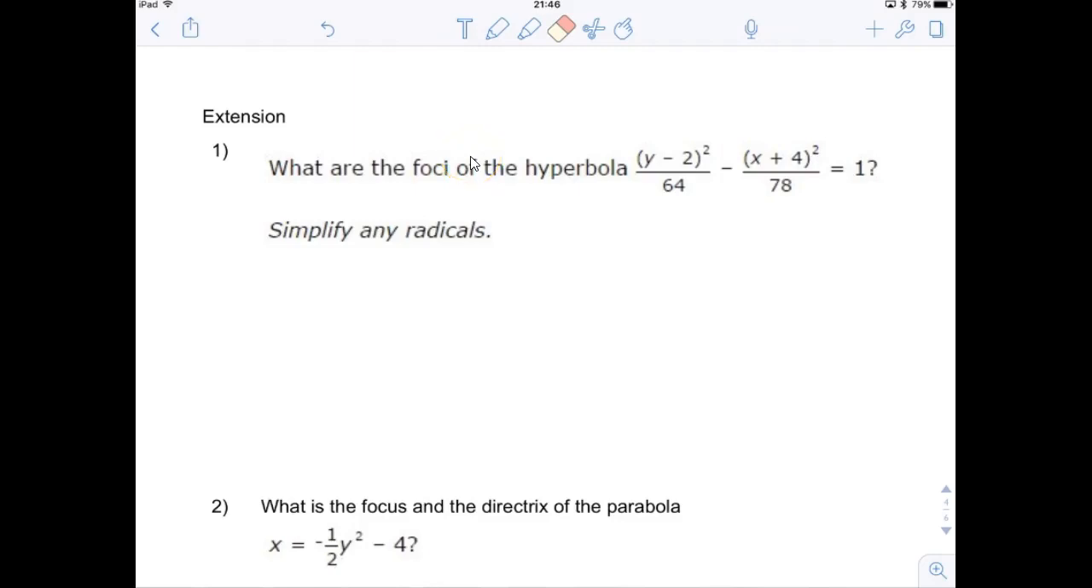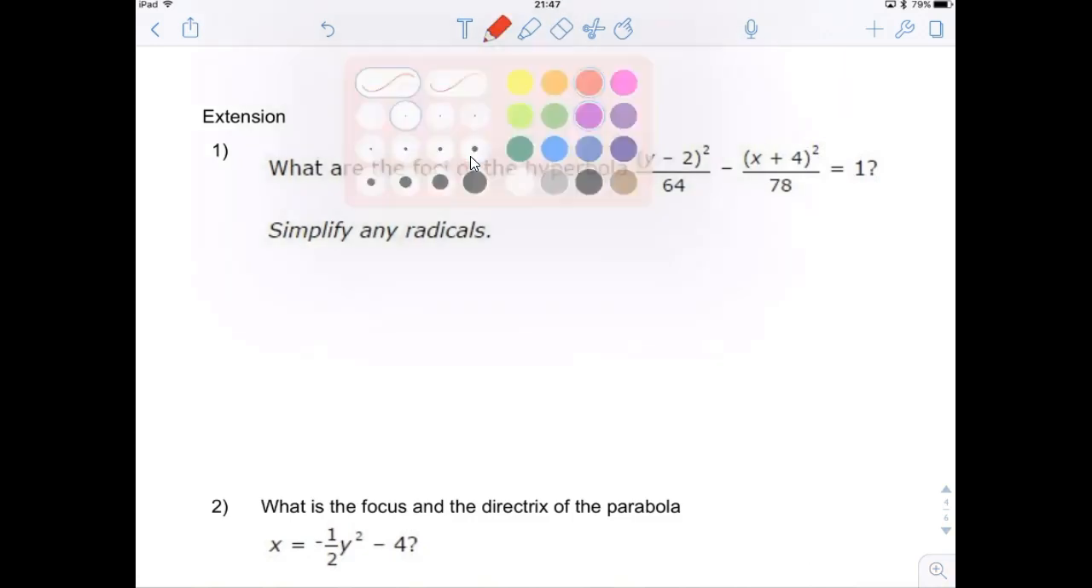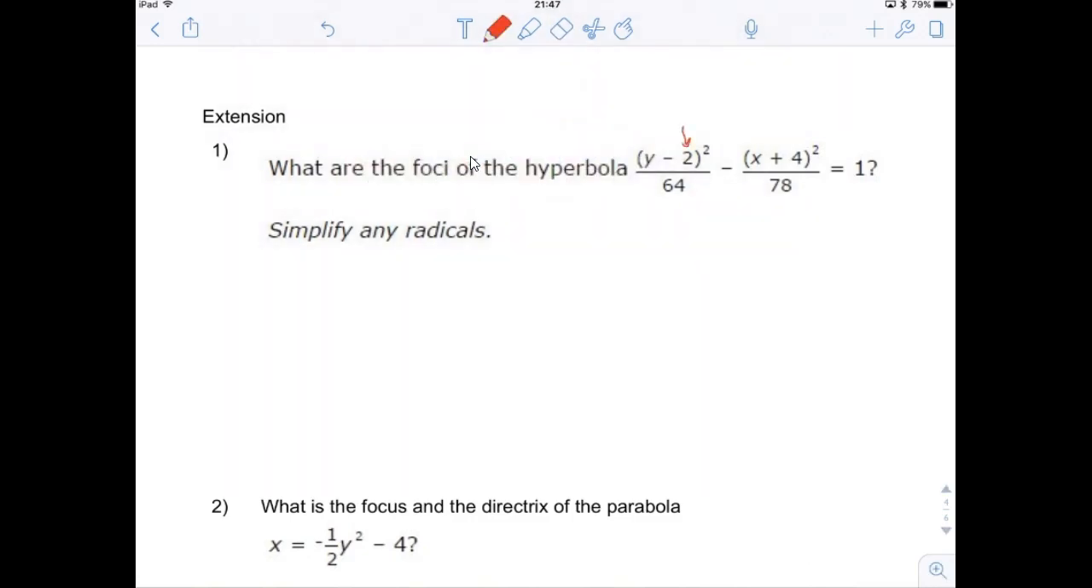Here are the solutions for the extension part of the conics mock exam. Number one, what are the foci of the hyperbola? And it gives us a hyperbola here. This is h, this is k, this is a squared, and this is b squared.